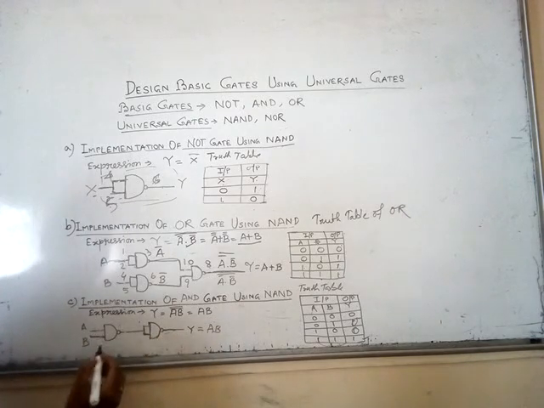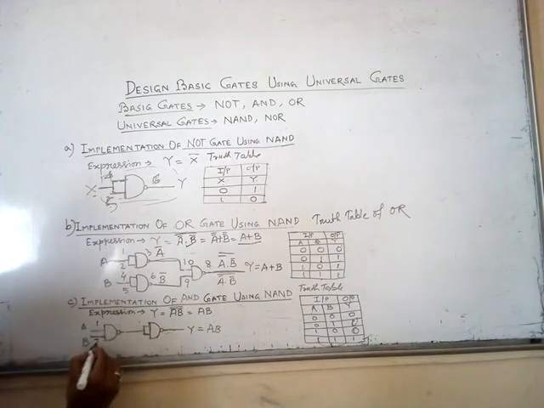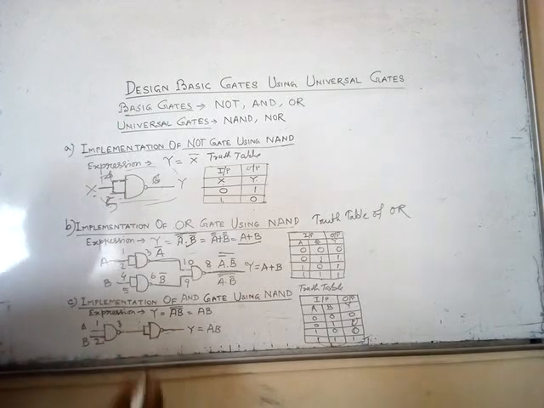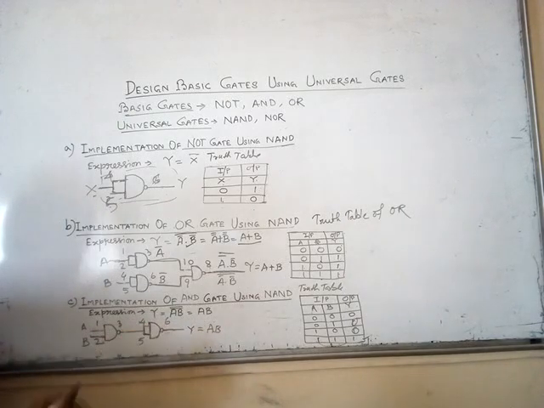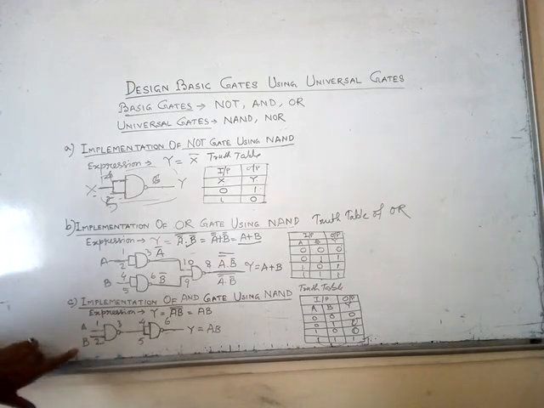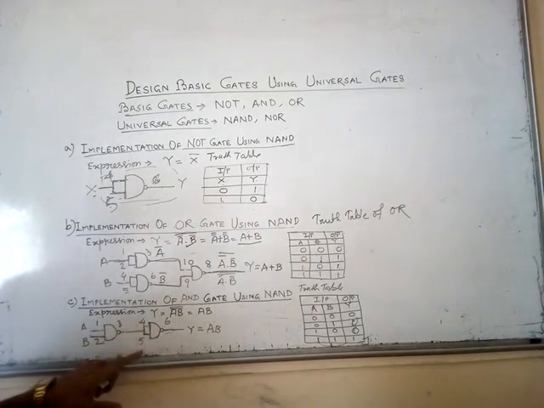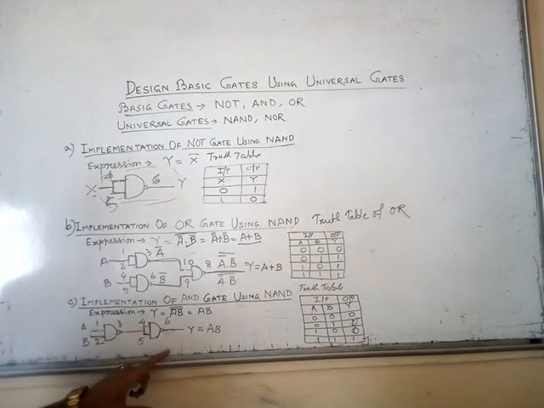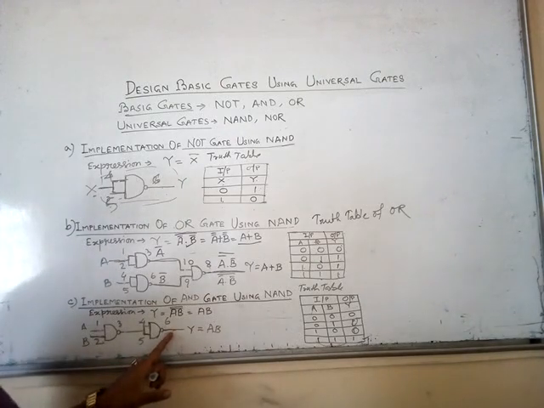First of all, we give the pin numbers 1, 2, 3 for this gate, and then 4, 5, 6 for this gate. So what we see, the A input is going to pin number 1 and the B input is going to pin number 2. Then pin number 3 and 4 are shorted and pin number 3 and 5 are shorted. Finally, we take the output from pin number 6.